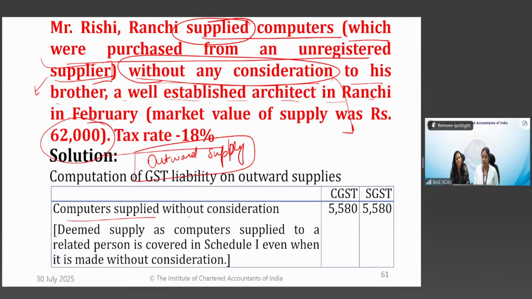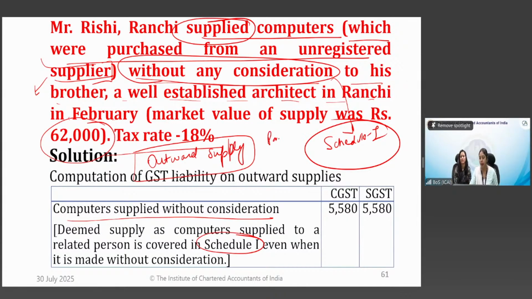First is computer supplied without consideration. That is true. When you see without any consideration, you have to straight away move to schedule 1. सबसे पहले schedule 1 आपको check करना चाहिए, जो कि इस question में भी है. शेड्यूल 1 के लिए, हम सबसे पहले पैरा 1 देखते हैं. But para 1 cannot attract here because it is clearly provided that the goods were purchased from an unregistered supplier. That is why, Geeta, I told you that your point is correct, but you have to move forward taking this point.